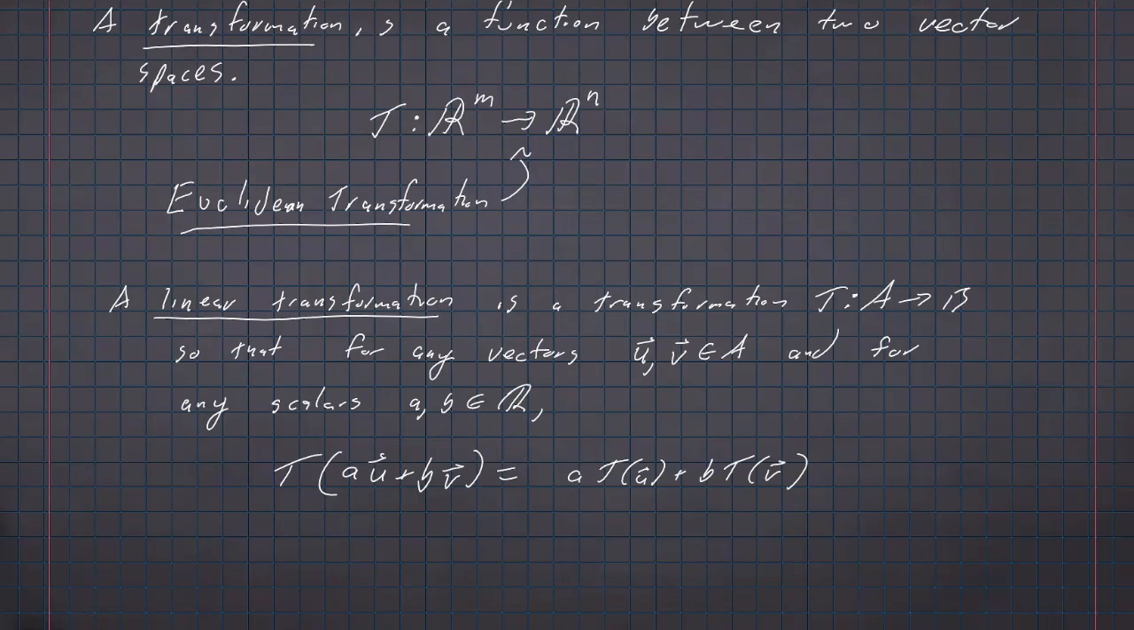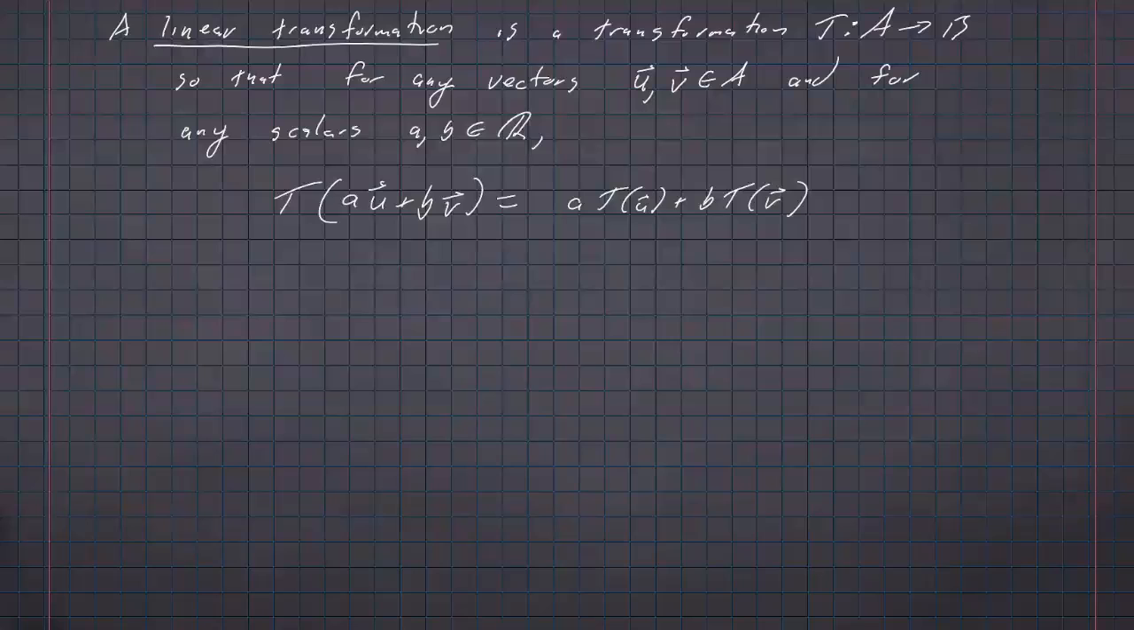This is, for the purposes of linear algebra, what we mean when we say linear. You might remember we talked previously about a linear combination, au plus bv. This is why linear combinations are so important, because they allow us to create linear transformations.